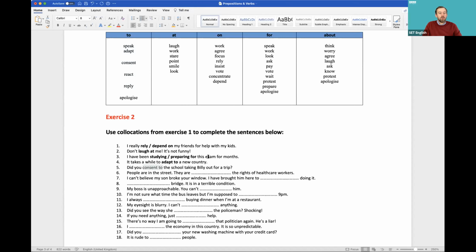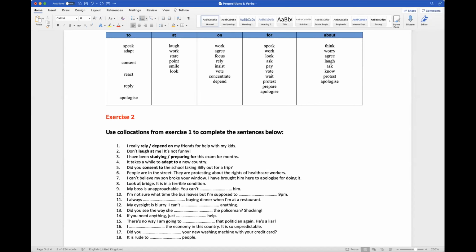Now, we could spend the whole class looking at this, but basically, I'll go through now. They are protesting about. I like it, yeah, they're protesting about. I brought him here to apologize. Apologize for doing it. Apologize for, yeah, okay. This one's a bit strange, but basically, look at that phrase. Look at that bridge. Excellent, yeah.